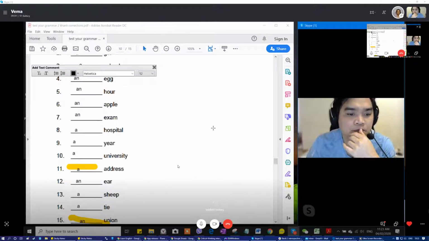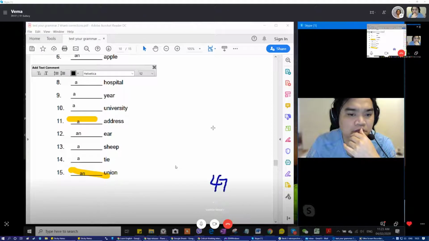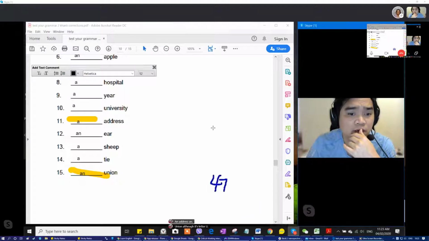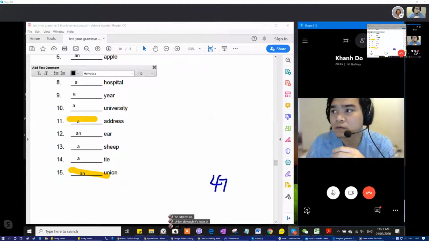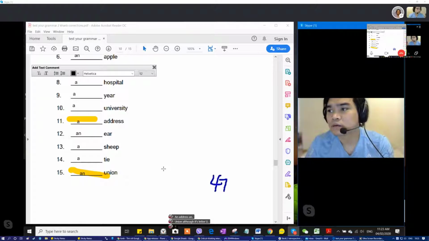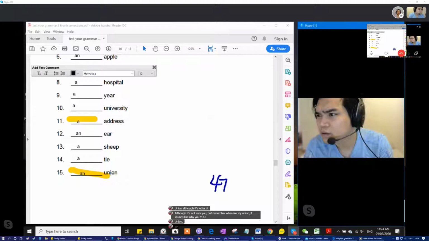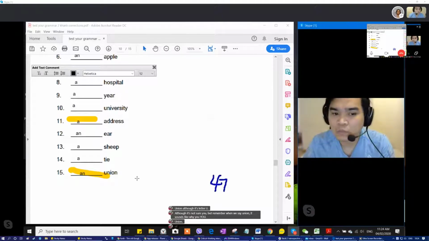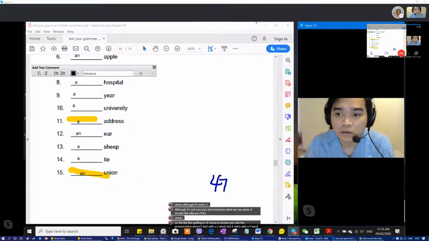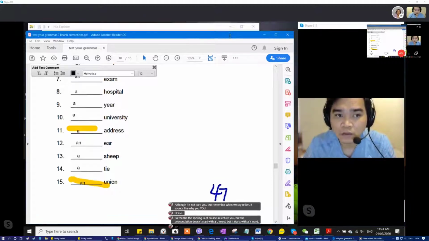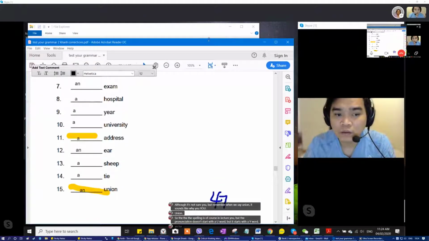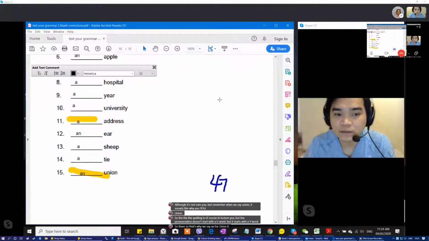And address. And union, although it's letter U, but remember when we say union, it sounds like Y-O-U, union. So the spelling is of course in letter U, but the pronunciation doesn't start with a U word, but it starts with a Y word. So that's why we say a for union.